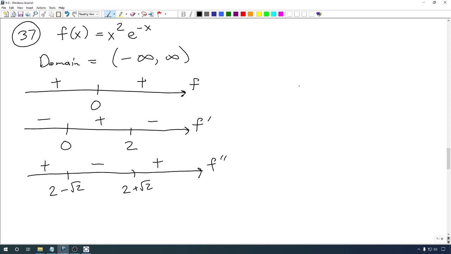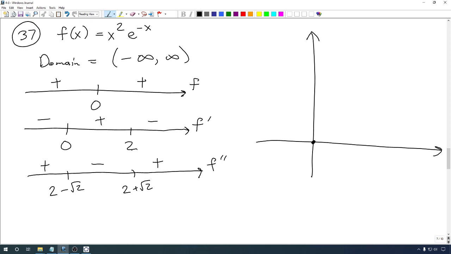Alright, so let's try to get a graph of this thing. Well, first let's go ahead and plot our points. We have 0, 2, and these two numbers here that are important. If we plug in 0, of course, the x squared in front is going to give us 0 overall. We already knew that. We knew it was an x-intercept at 0. So, in fact, our x-intercept and our y-intercept are both the same thing right now.